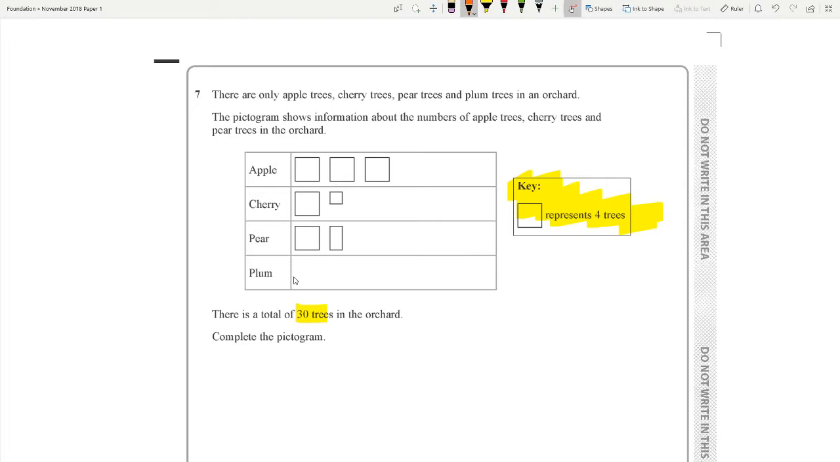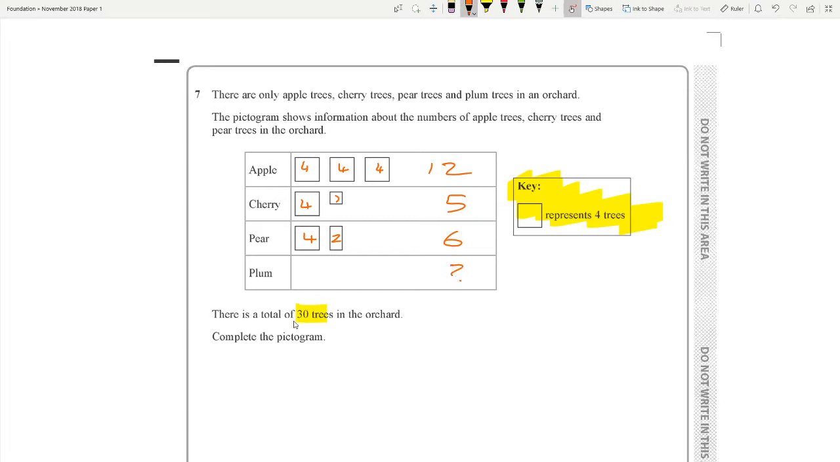So looking at how many plum trees we had. Now each square represents 4. So that's 4, that's 4, that's 4. So we've got 12 apple trees. Cherry tree, that's a quarter, isn't it? Carefully, that's a quarter of a full square. So 4 divided by 4 represents 1. 4 add 1, 5 cherry trees. Pear tree, it's a full square, which is 4. That's half of a square. Half of 4 is 2. So that's 6. Plum. How many plum trees will there be?